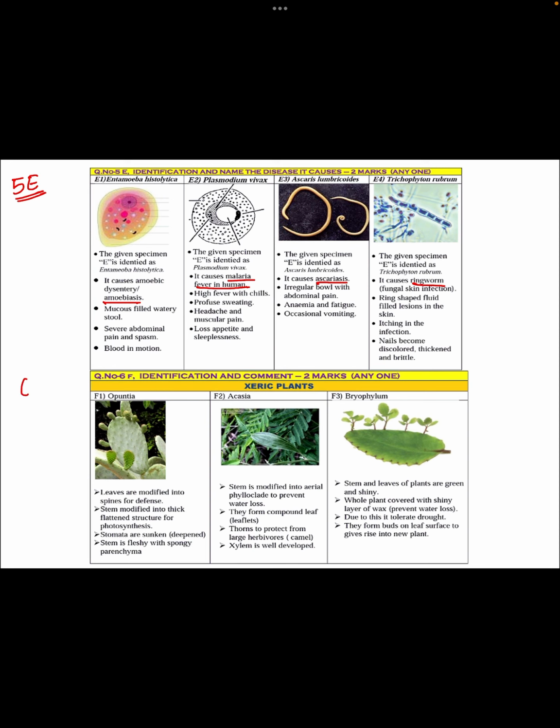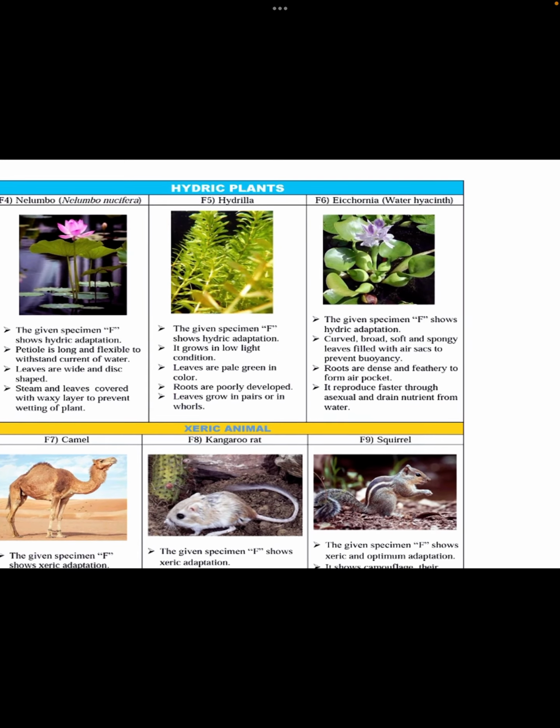Then the 6F. In the 6F, you will get xeric plants. Either you will get the xeric plants Opuntia, Acacia or Bryophyllum. So read the key points which I have given, take a screenshot, and these are the key points by which you can identify a particular plant and why it is xeric. Mentioning the word xeric plant is important, whether it is an adaptation for xeric condition or a hydric condition is very necessary.